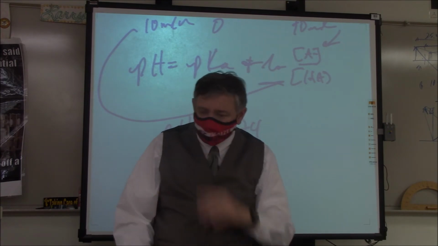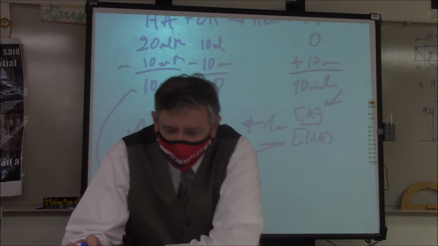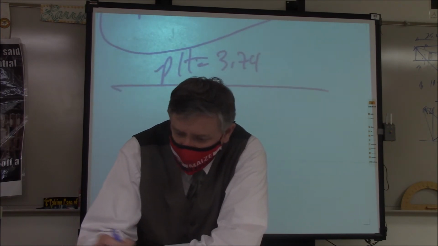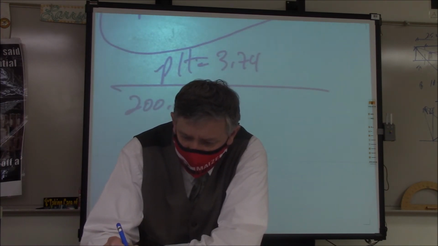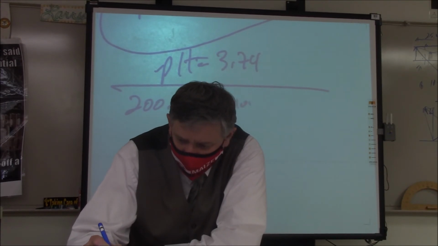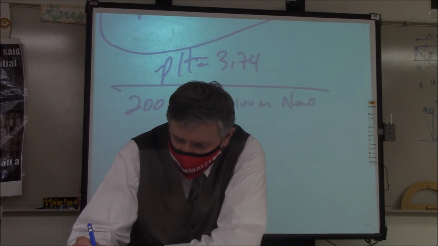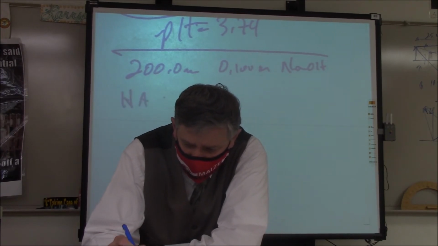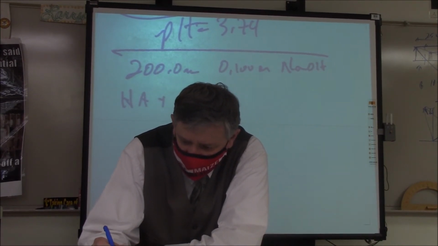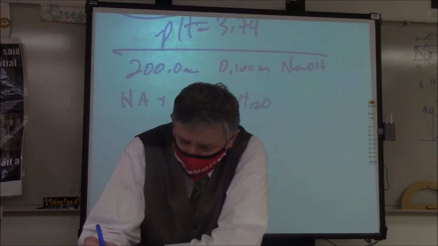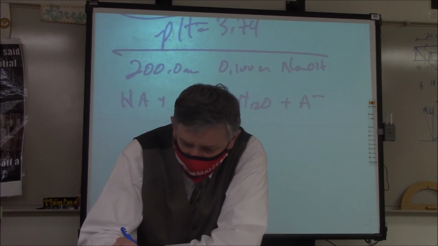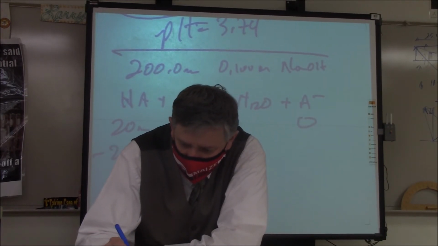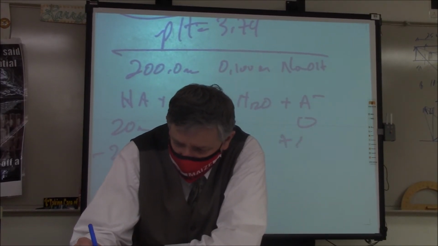Now, at this point, I'm going to add another 100, so now I've got a total of 200 milliliters of 0.1 molar sodium hydroxide. So this is going to be HA plus OH yielding water and the anion. So I've got 20 millimoles, 0, minus 20, minus 20, plus 20.